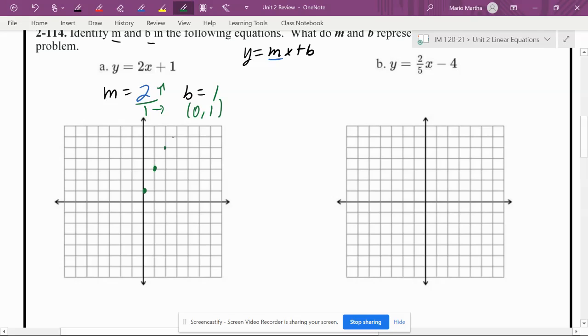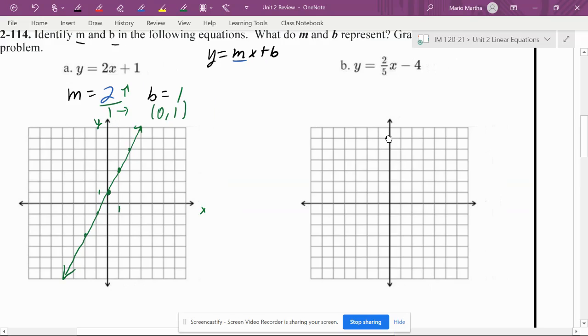Up 2, 1 to the right, up 2, 1 to the right. And that pretty much gives us our line, right? And again, make sure you label your X and Y axis and then put the scale down. In this case, I went by ones, just to make sure that the reader understands.